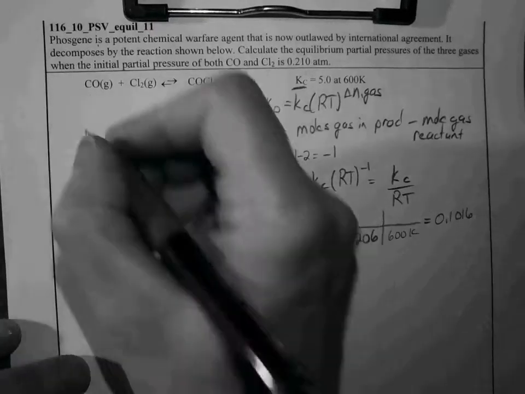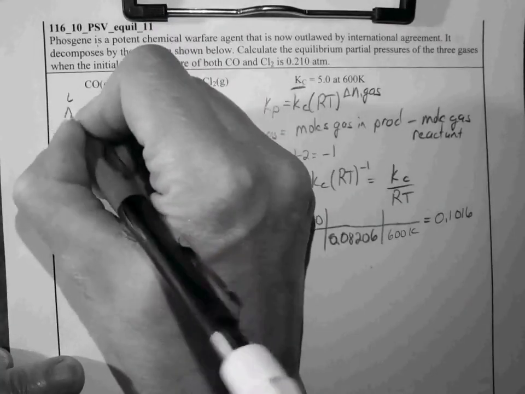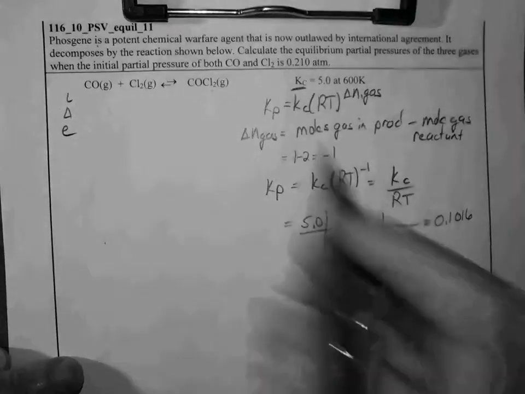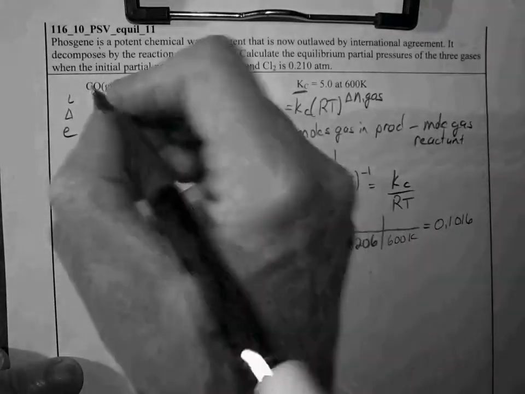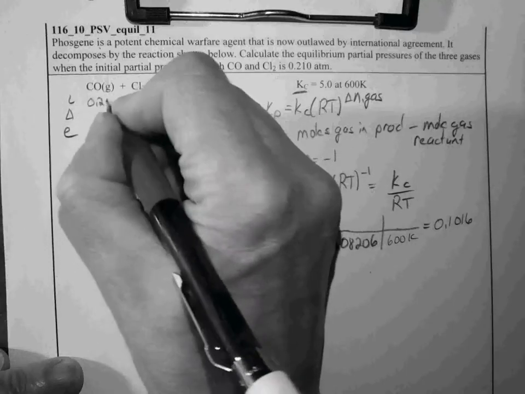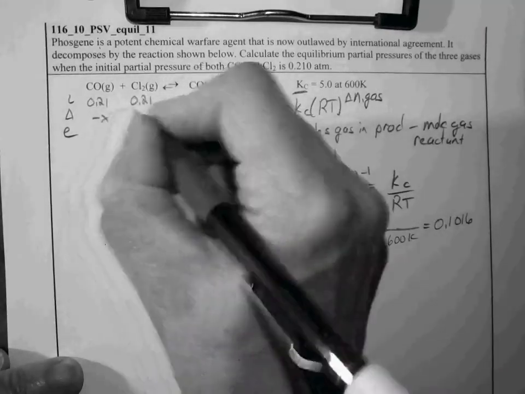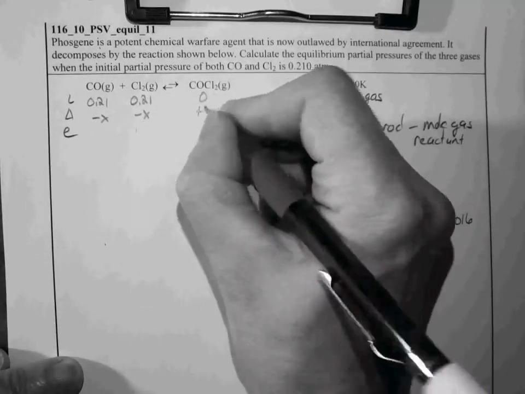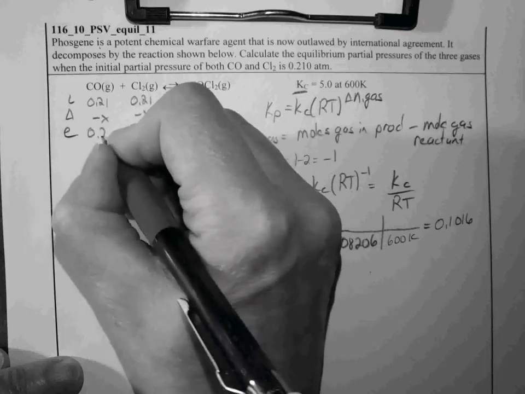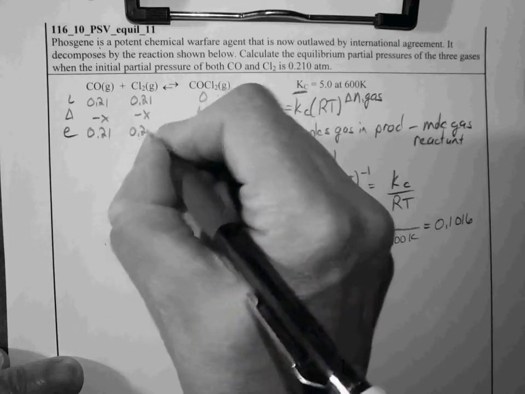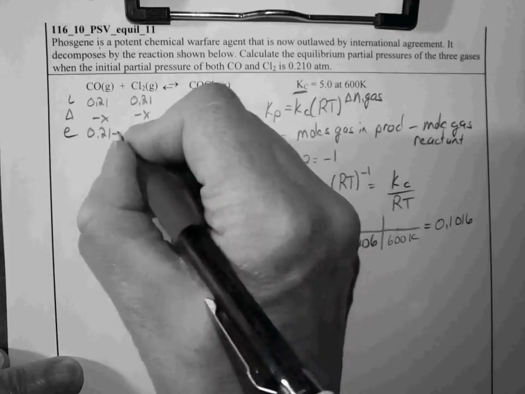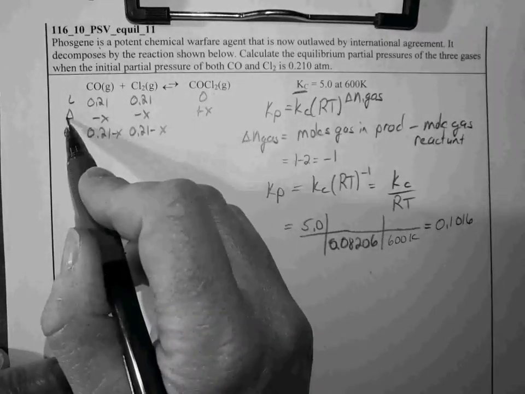Alright, so if we go back to our ice table, we have our balanced chemical equation. We start with 0.21 atmospheres of each of these gases. We don't have any product. It's a 1:1:1 mole ratio. The equilibrium amounts are the initial plus the change.